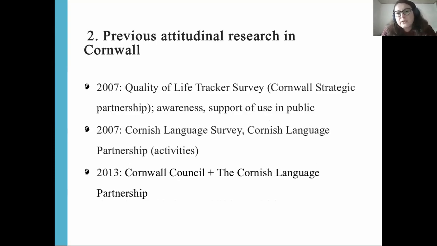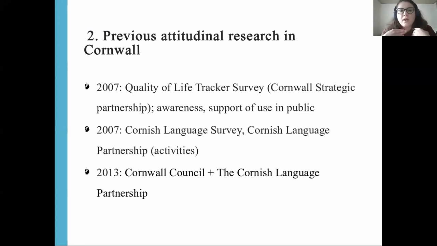So as I said, attitudinal research is nothing new to Cornwall. There have been several studies done, and some studies are still being done. An example is two studies from 2007. One is the Quality of Life Tracker Survey, which also included some questions that could fall under the scope of language attitudes. Some questions were about people's awareness of the Cornish language, which is a very general term, but it could still be related to language attitudes. And there was also a question about the support of its use in public, which also falls under the scope.